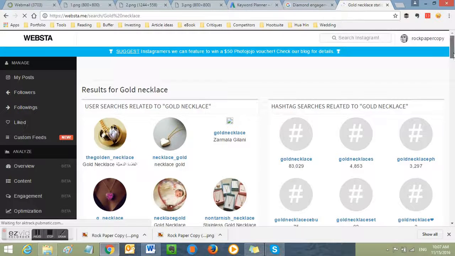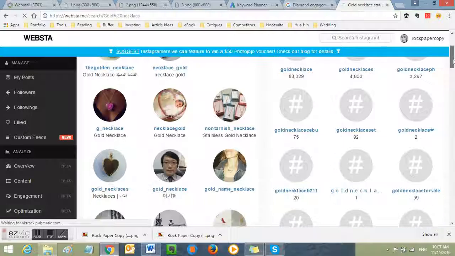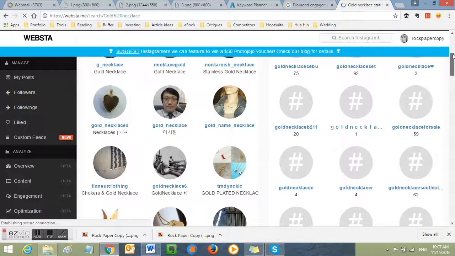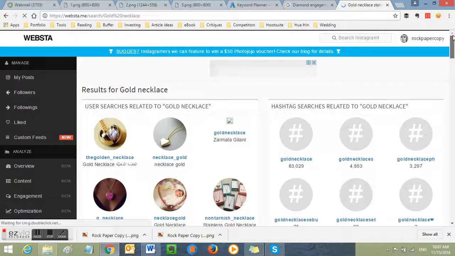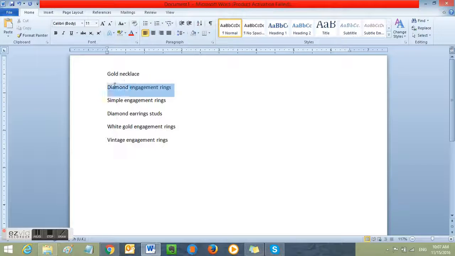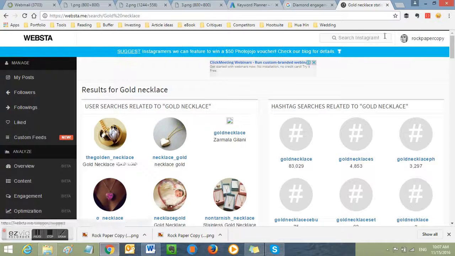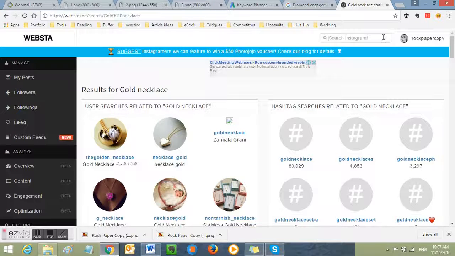The next one, diamond engagement rings. Now as we see, it's quite a big difference between singular and plural form. So when you search for keywords or hashtags, it's worth checking if the alternative form performs better.